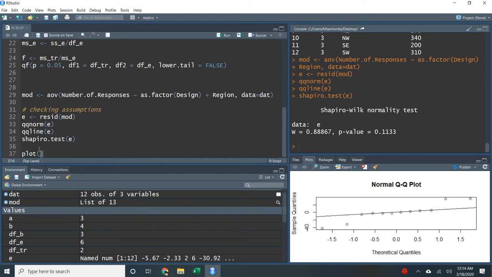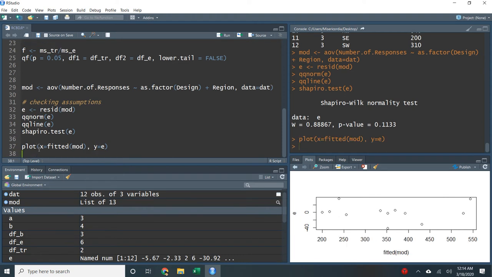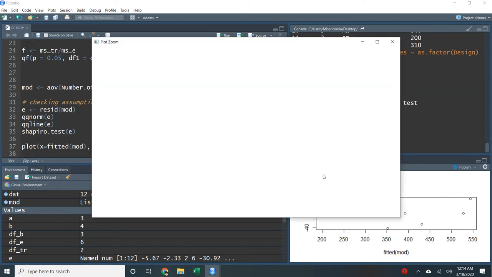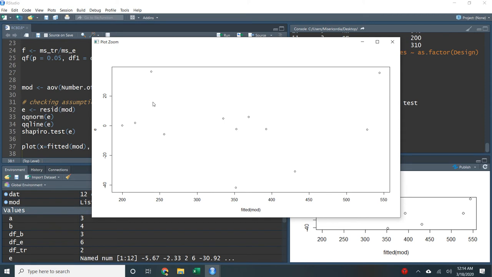So plot, we have on the x-axis these residuals that we were looking at. On the x-axis, we have the predicted, that's the fitted model. And then on the y-axis, we have those residuals that we made. So this is a plot similar to what we saw earlier.